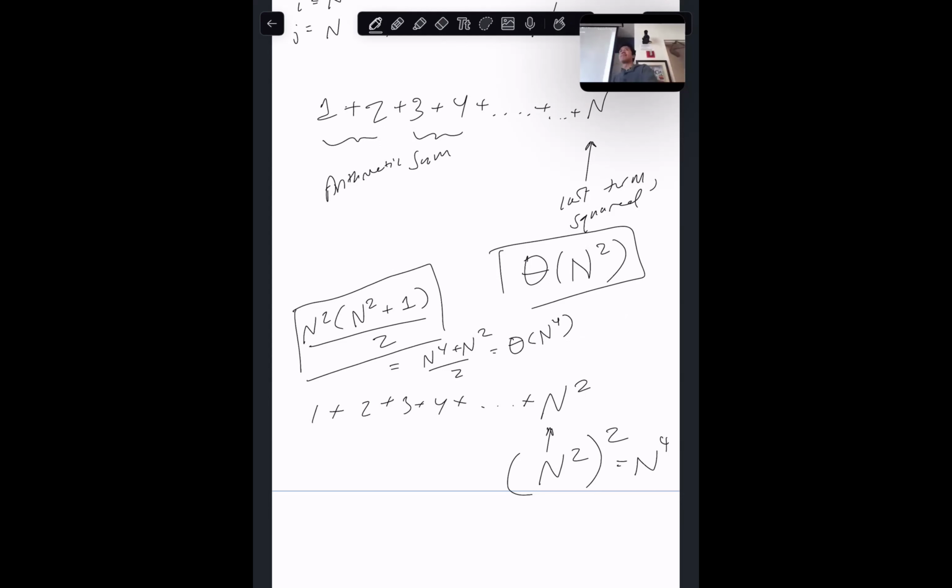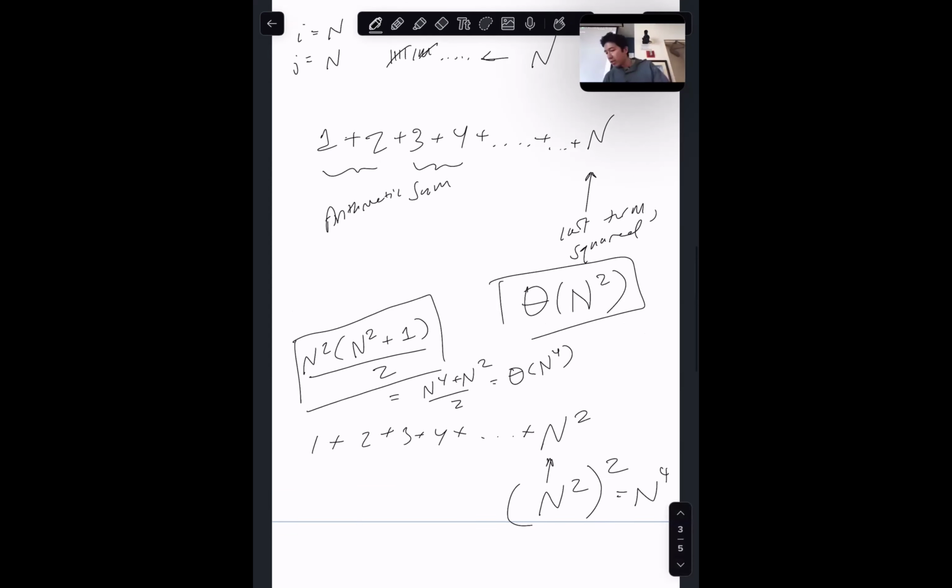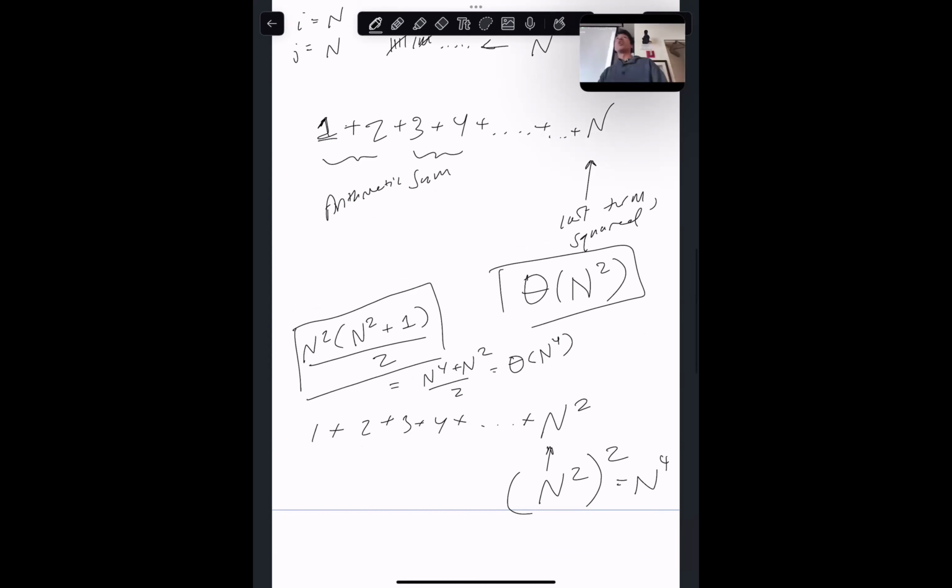Yeah, exactly. Any questions? This case here, or this case? How would you do this for the first case? For the first case, exactly. So for the first case, we know we're starting from 1 plus 2 all the way up to n, right?